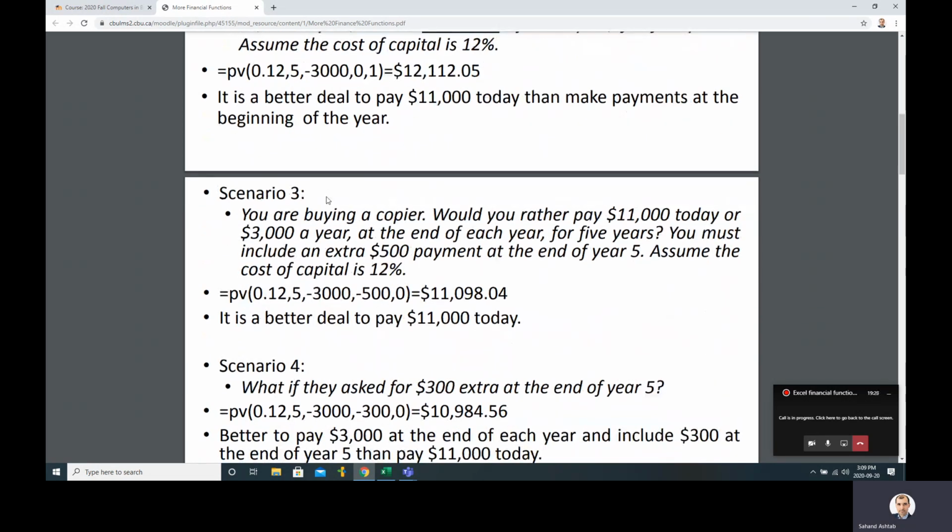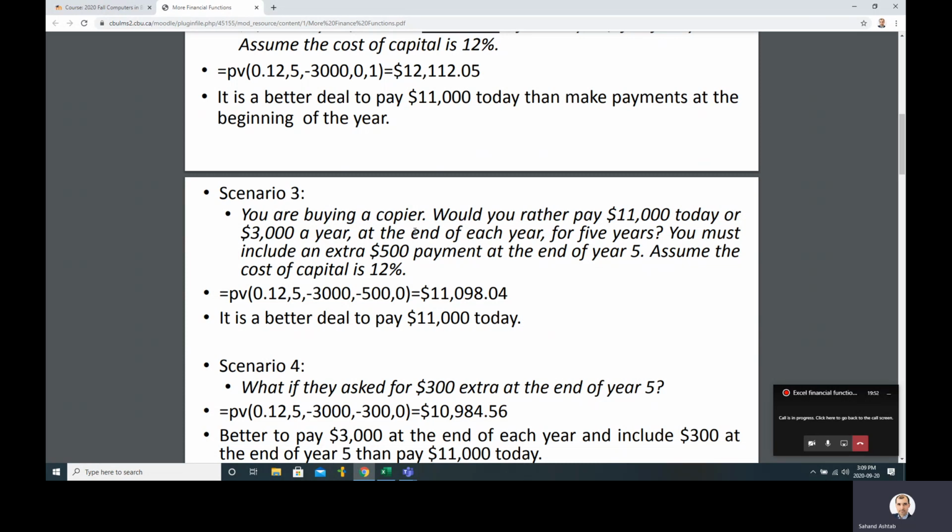Scenario 3, you're buying a copier. Would you rather pay $11,000 today or $3,000 a year at the end of each year for 5 years? Now, you must include an extra $500 payment at the end of year 5. Assume the cost of capital is 12%. So what has changed here?